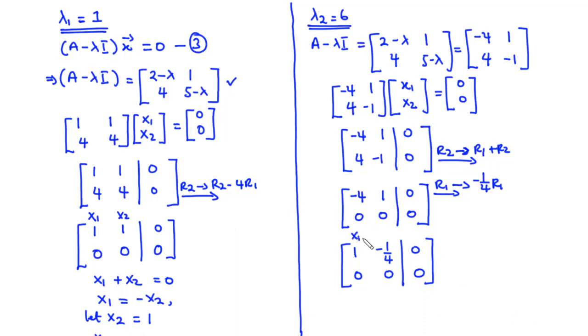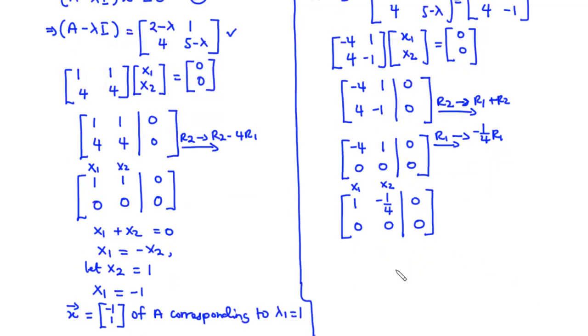Since we have this to be x1, x2, what this means is that we have x1 minus 1 over 4 x2 equals 0. At this point, we are going to transpose negative 1 over 4 x2 to the right hand side, so that we have x1 equals 1 over 4 x2, and then we choose any arbitrary value for x2. So let x2 equal 1. If x2 equals 1, then x1 is equal to 1 over 4 times 1, which is equal to 1 over 4.